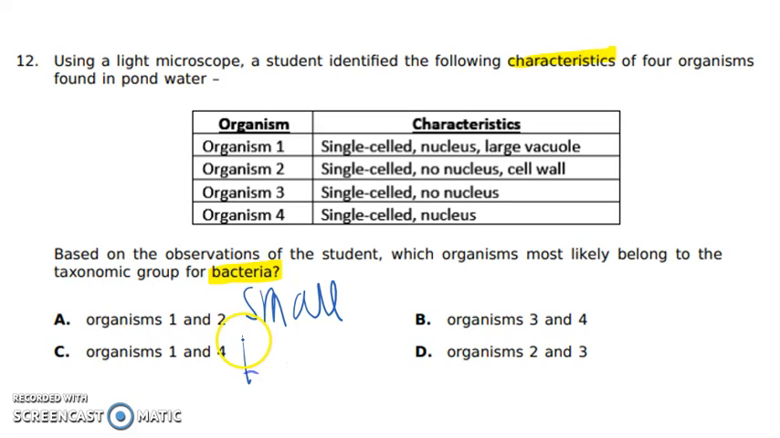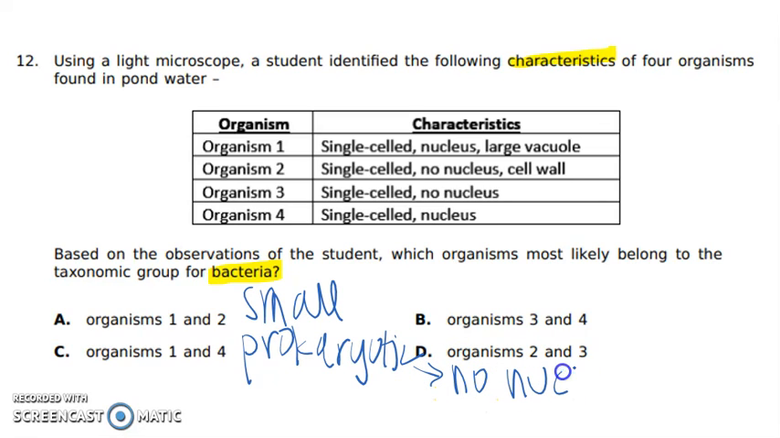Also, bacteria are prokaryotic, which, remember, prokaryotic means that you have no nucleus. They do not have that region where the DNA is held inside of a structure. Now, that doesn't mean that bacteria doesn't have DNA. It does. It just floats around inside of the cell.